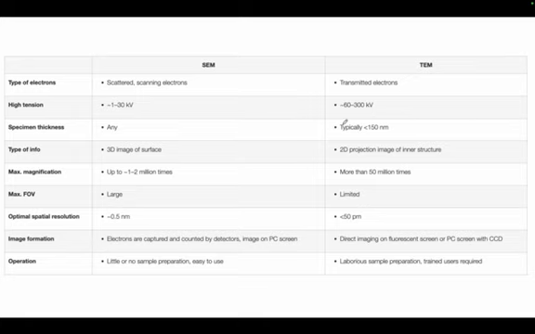However, electrons actually have fairly poor penetrating power. So if you want to collect transmitted electrons, then a sample cannot be very thick. You have to use a fairly thin sample, something like less than 150 nanometers for transmission electron microscopy. As we mentioned, scanning electron microscopy will provide a 3D image of the surface. TEM will provide a 2D projection image of the inner structure. SEM is going to provide a magnification of about 2 million, whereas TEM can provide more than 50 million x magnification.